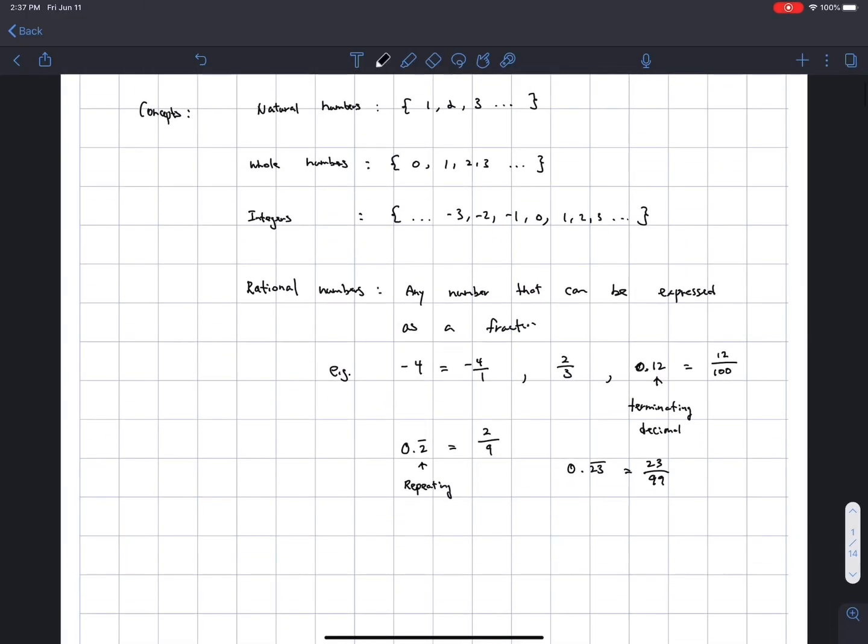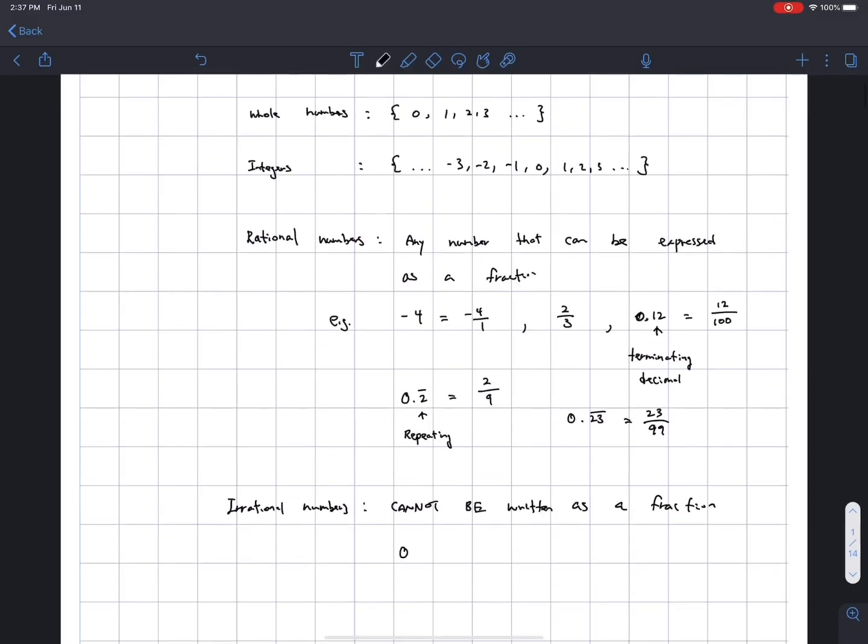And then you have the irrational numbers. So these are numbers that cannot be expressed as a fraction. Cannot be written as a fraction. So any decimal that doesn't stop and doesn't repeat is going to be irrational. There's no way for you to write that as a fraction. This is a non-terminating and non-repeating decimal.